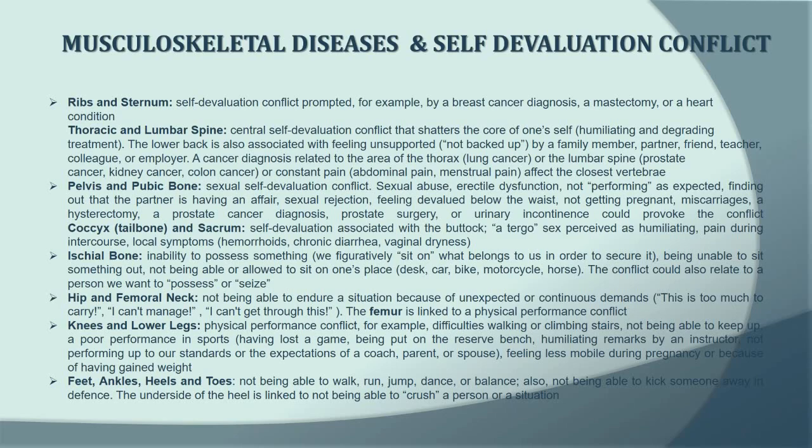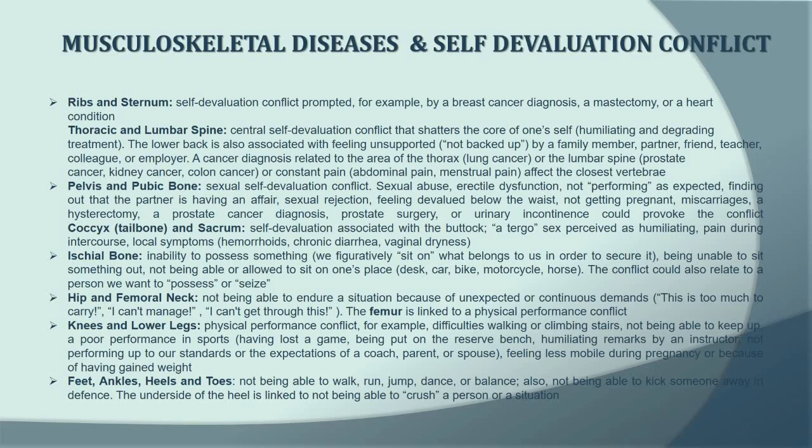We are unable to sit something out. We are not able or allowed to sit on one's place, like your desk, your car, your bike, your motorcycle, your horse. The conflict could also relate to a person we want to possess or seize.